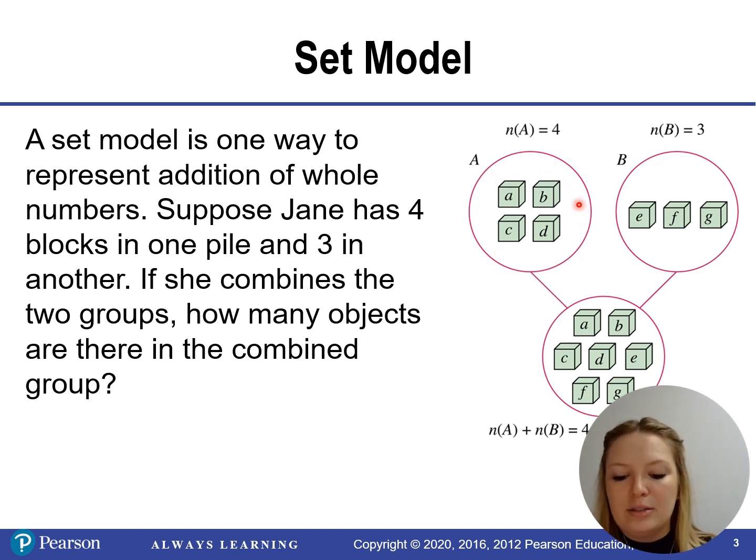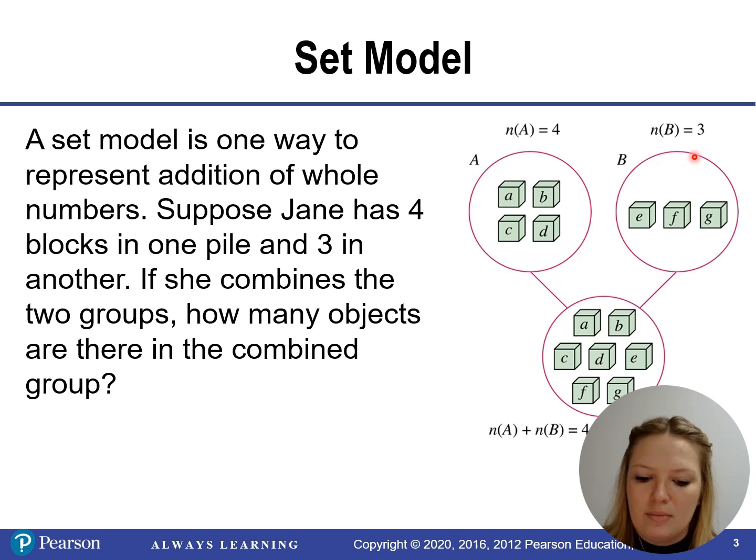So if we take the addition of Jane's blocks, she has 4 blocks in a pile, and we take another pile of Jane's blocks where she has 3 blocks, and we union those two sets together, we have a total of 4 plus 3, or 7 blocks.